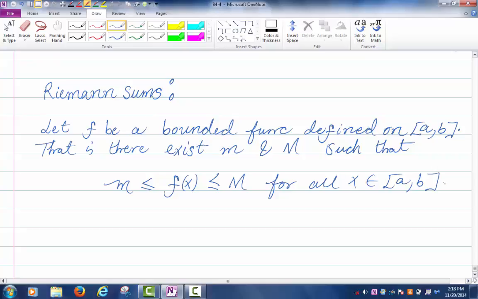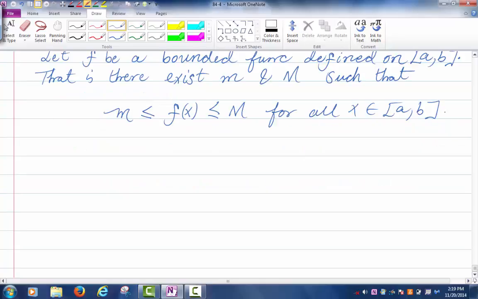That is, there is an upper bound for the function, a number that the function cannot exceed. There is a lower bound for the function, meaning that the function cannot go below that number as well. So graphically speaking, the graph of the function lies between m and capital M. The height of the graph is between m and capital M. Am I making sense? So that's what we mean by a bounded function.